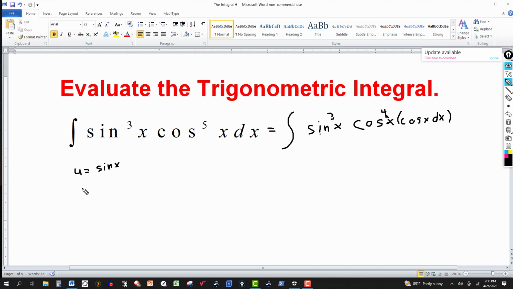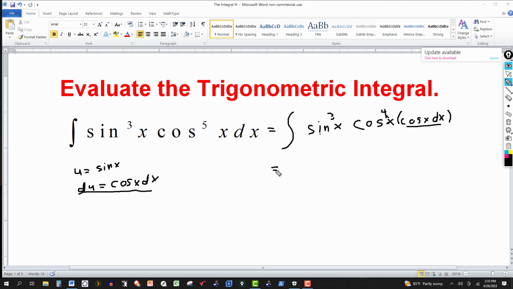So then here, du, the derivative of sine is cosine. So this would be cosine of x dx. So the idea again is to transform this integral into an integral involving u instead of x. So right here, du is cosine x dx. So cosine x dx, that's this one here, can be replaced by du.